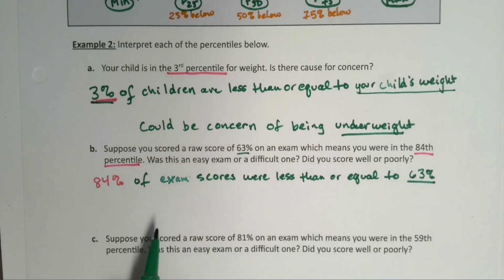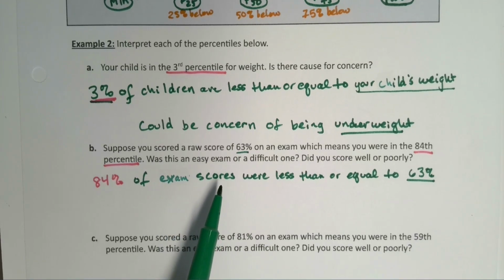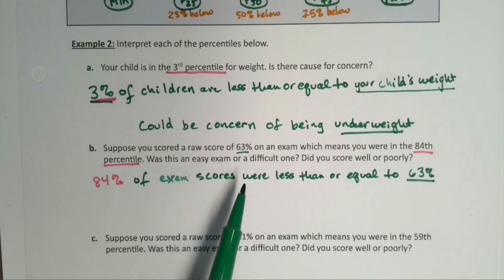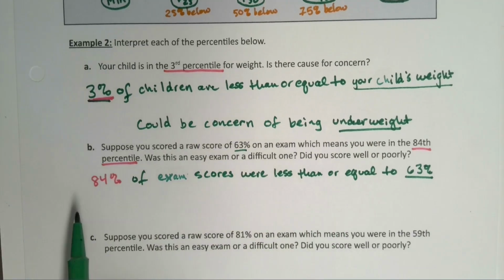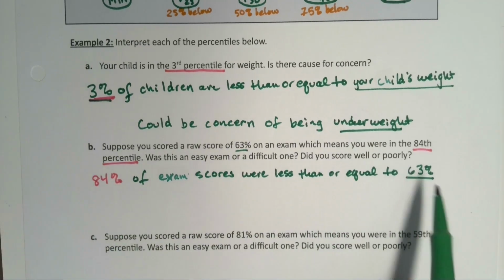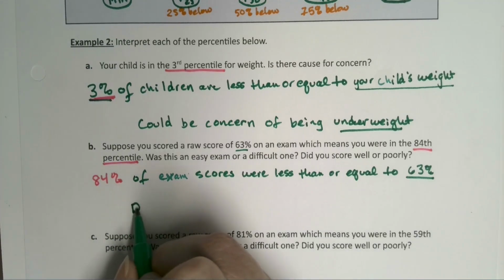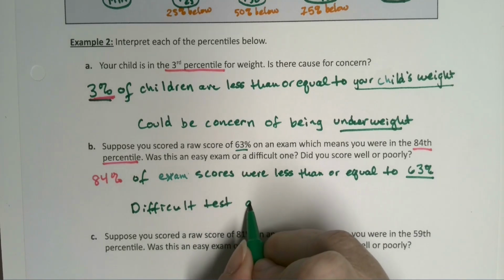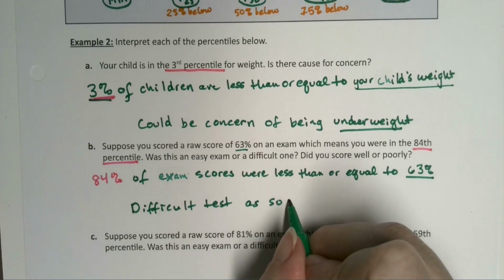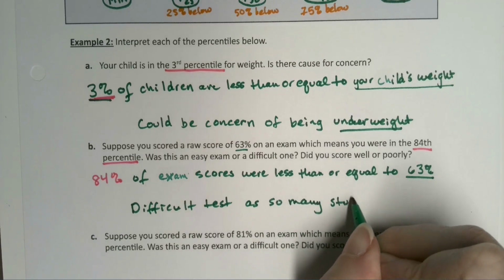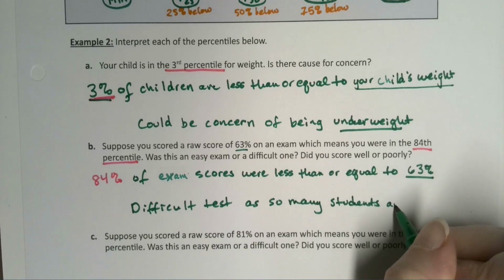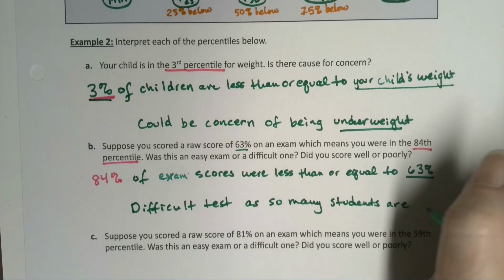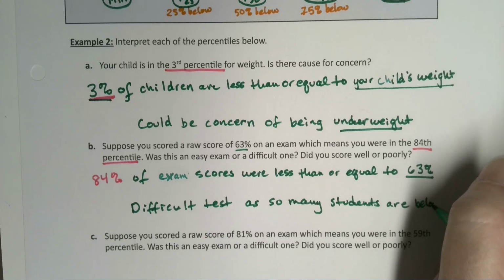All right, so did you do well? It seems like this was a pretty tough test because most students are well below passing, right? Below 70%. So this would be a difficult test. If 84% of the students scored below a 63, that would be a difficult test, as so many students are below passing, right? Below a 63. Remember, you need a 70% to pass, at least in this class.